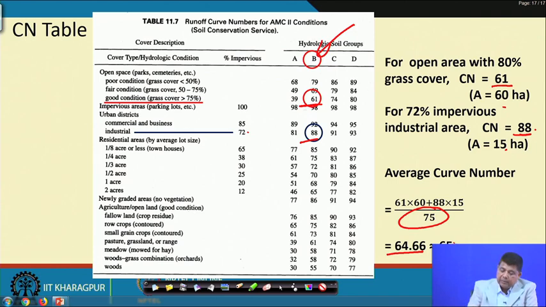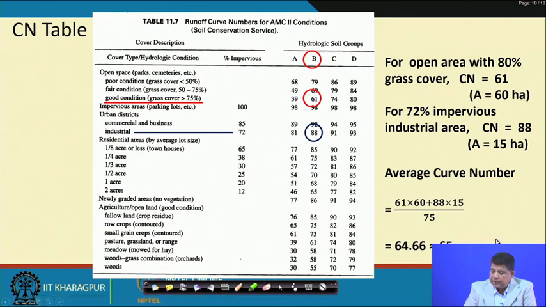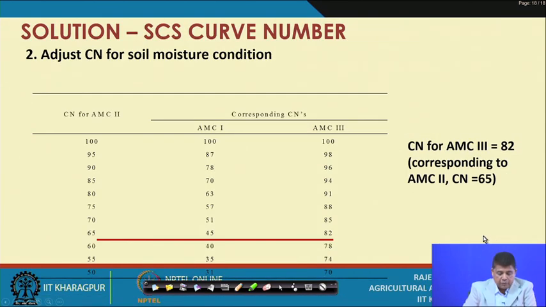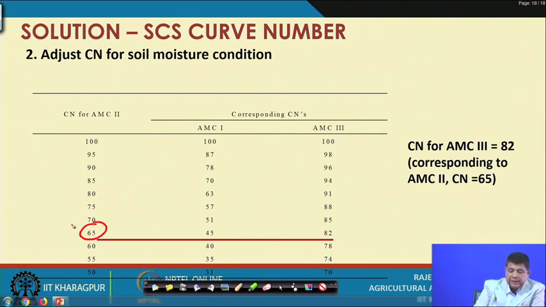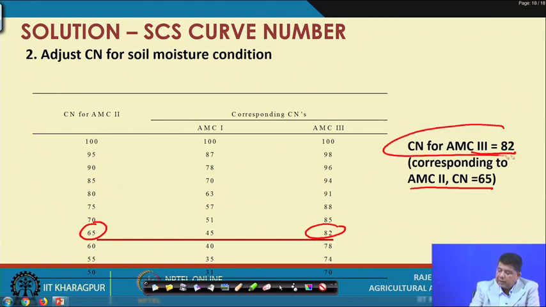So, the applicable weighted curve number for the given area is 65, which we have obtained from the standard curve number tables and using the procedure. Next, we have calculated 65 for AMC 2 condition. Now we have to obtain the corresponding value for AMC 3, and straight away we can read from the table that CN for AMC 3 is 82, corresponding to AMC 2 CN equal to 65. So, the applicable curve number for our problem is 82.